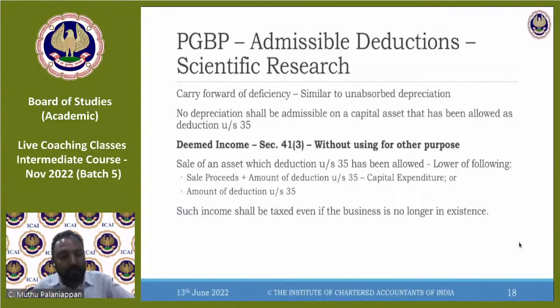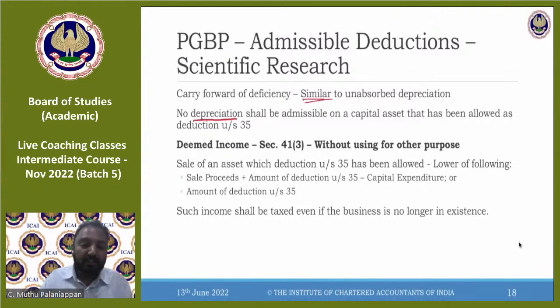Other points that we must understand in scientific research is the concept of carrying forward the unabsorbed scientific research expenditure, similar to unabsorbed depreciation. If I don't have sufficient profits to set off this expenditure, I can carry it forward for any number of years to set it off in future years. So no depreciation shall be admissible. I cannot claim depreciation because I've already claimed the deduction here and no further deduction is allowed.